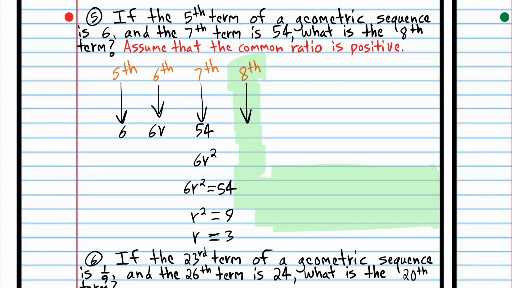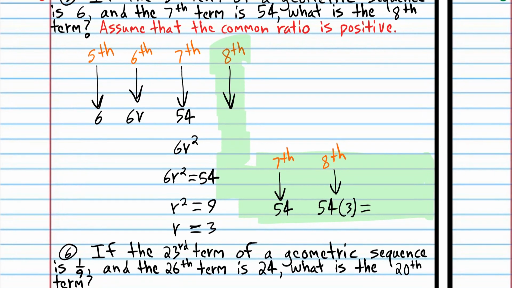So we're going to start with the 7th term because that's closer. 7th term is 54. And to find the 8th term, all we have to do is multiply by r. And so 3 times 54 is 162.